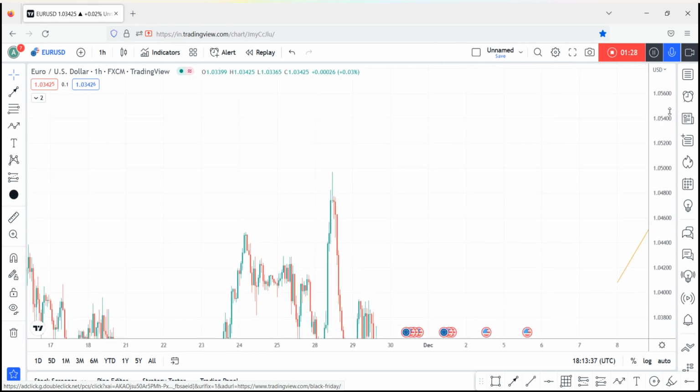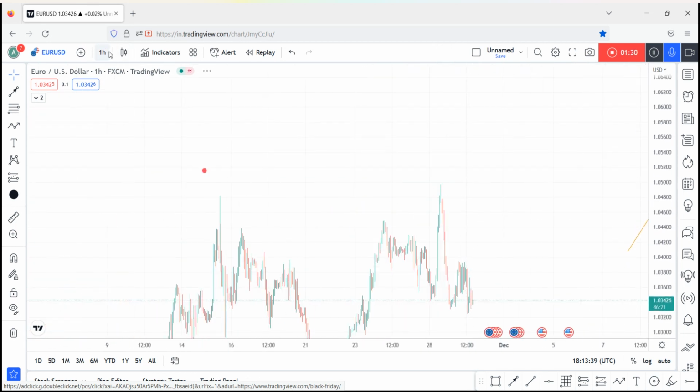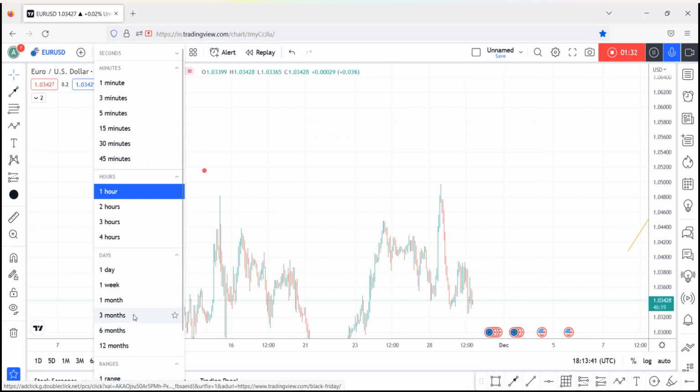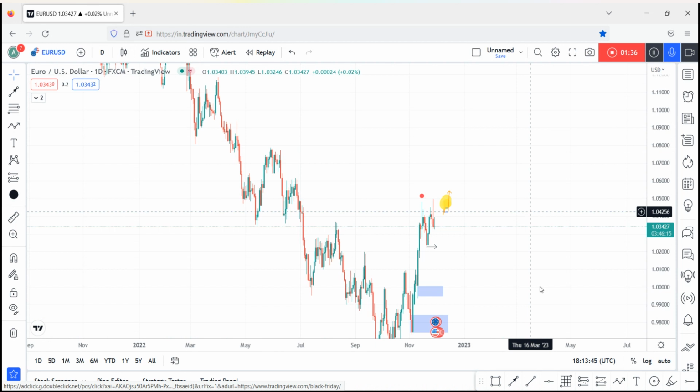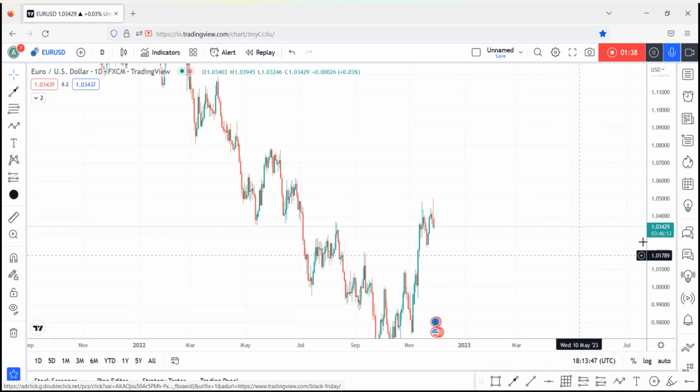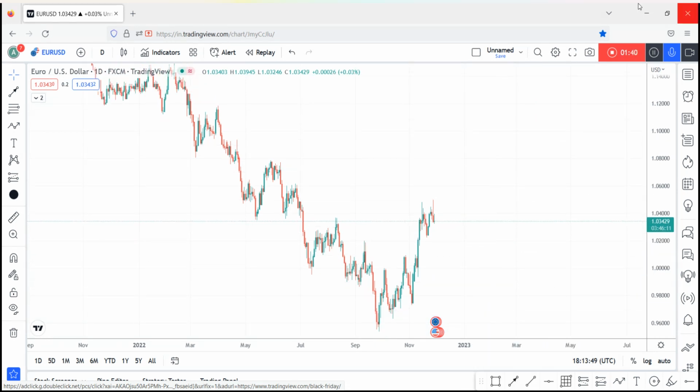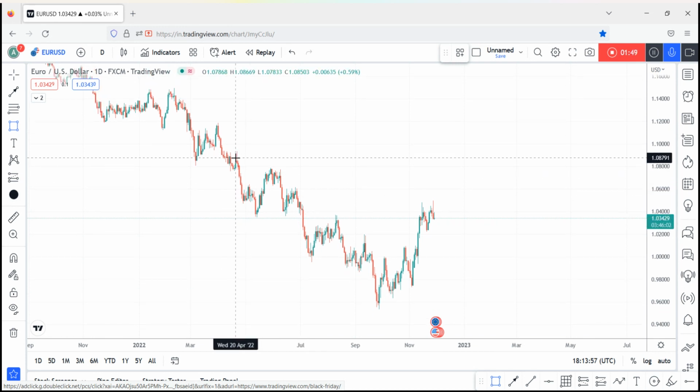So let's go on the live chart. So let me tell you how you can identify it in this way. You will learn how you can identify mitigated and unmitigated zones. So price is making a series of lower highs and lower lows. Price is in a bearish trend.